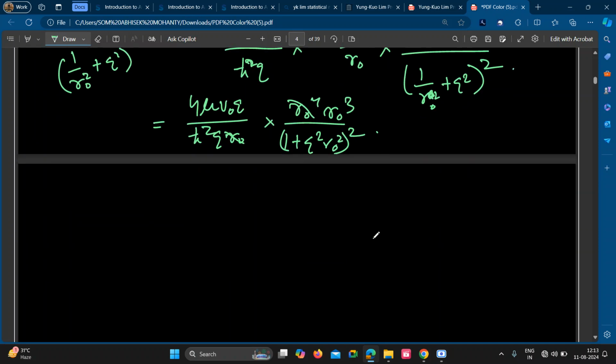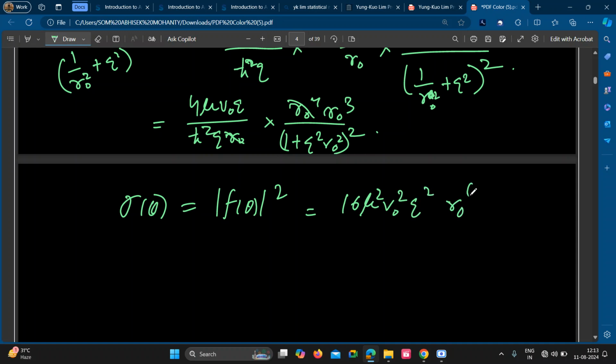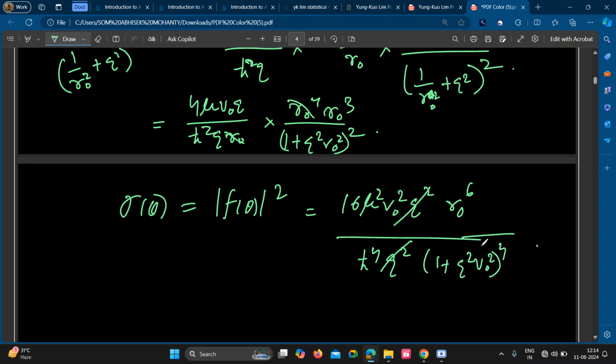So this is only for f of theta. Again, the differential cross section will be the square of f of theta. We have done it so many times now. 16 mu squared V naught squared q squared r naught sixth divided by h fourth q squared, and this can be cancelled. Very good. Divided by (1 plus q squared r naught squared) whole to the power 4. That will be the expression.